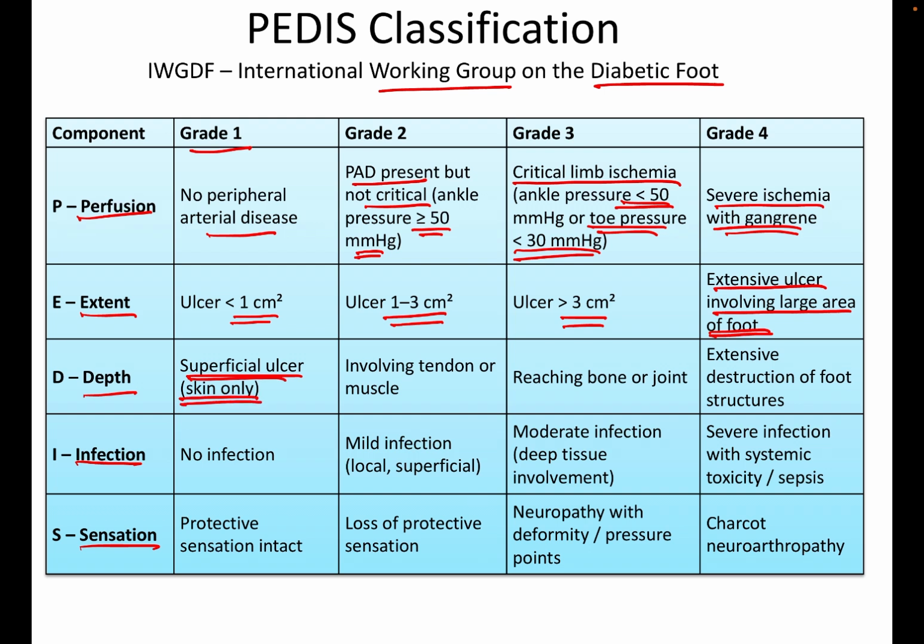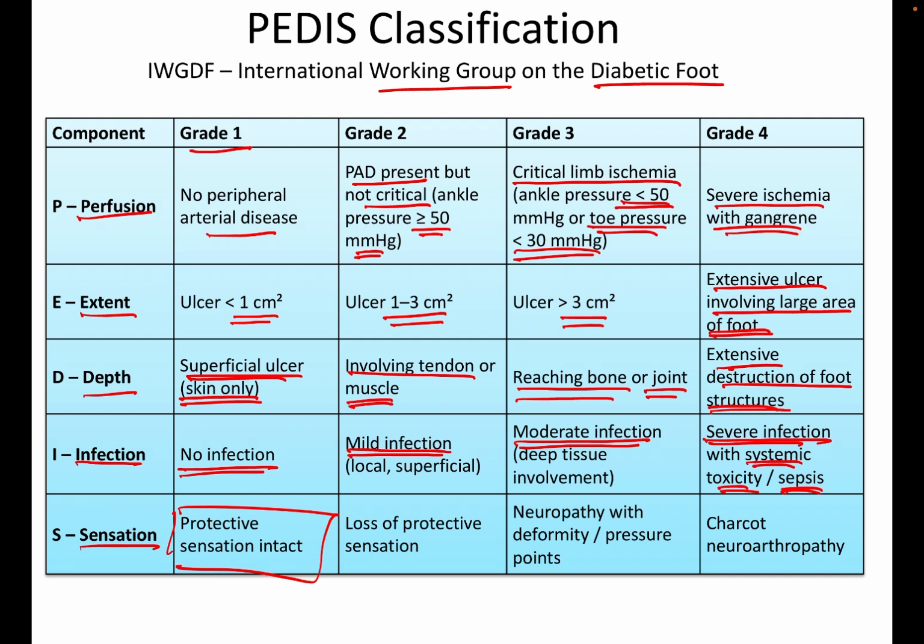For depth, grade 1 is a superficial ulcer in skin only. If it is grade 2, it involves tendon as well as muscle. In grade 3, there will be involvement reaching bone or joint. Grade 4, extensive destruction of the foot structures. Infection: no infection, mild infection, moderate infection, and severe infection with systemic toxicity or sepsis in subsequent grades. In sensation, the protective sensation is intact in grade 1. Loss of protective sensation in grade 2, neuropathy in grade 3 with deformity and pressure points, and in grade 4 there will be Charcot neuroarthropathy.